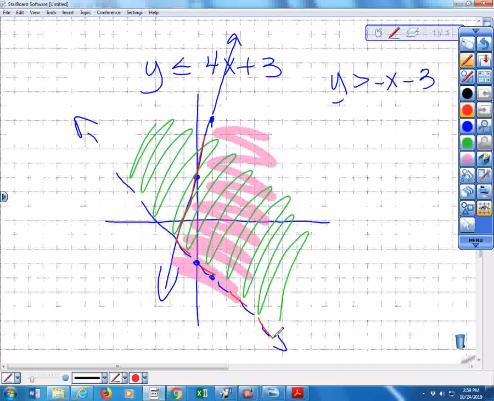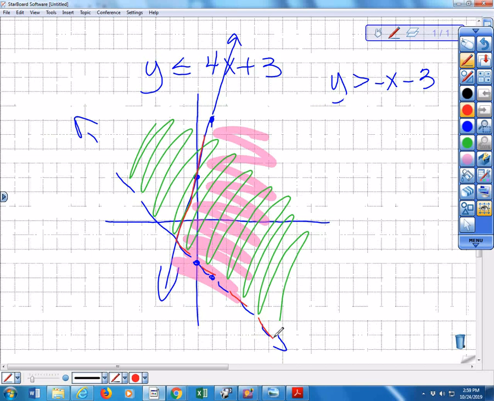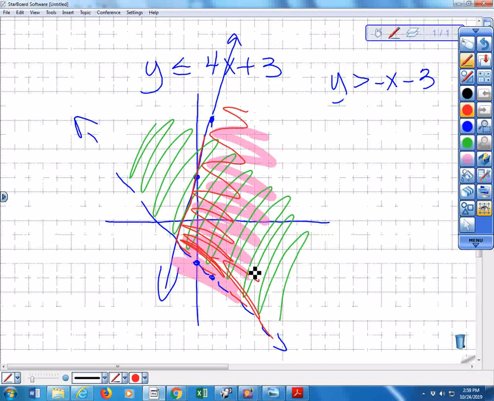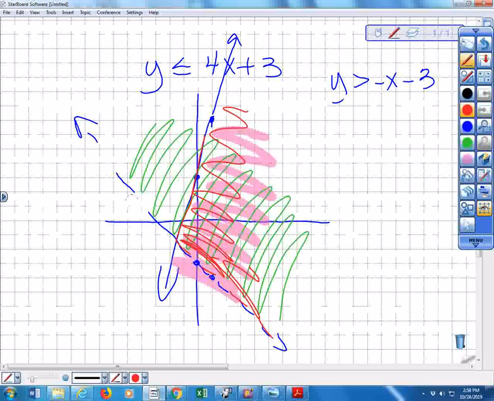I don't understand that. Well, think about it like this. Find the point. This is your area that's the solution. Why can't it be negative 4, 1? Oh, it's not in that area.